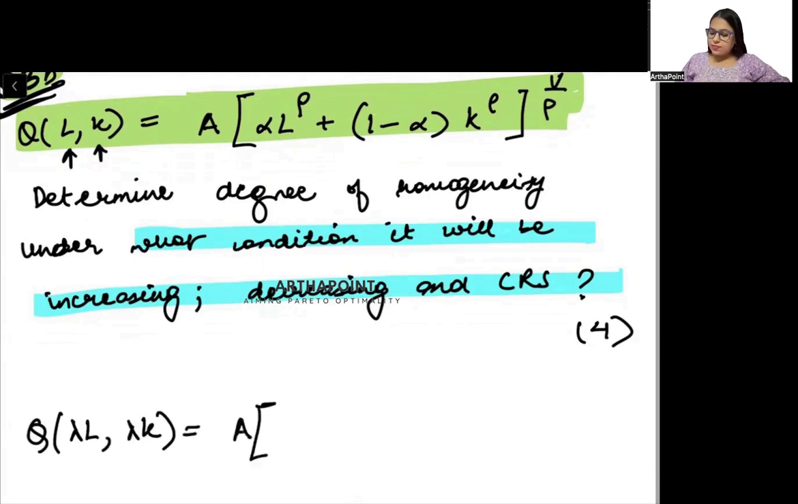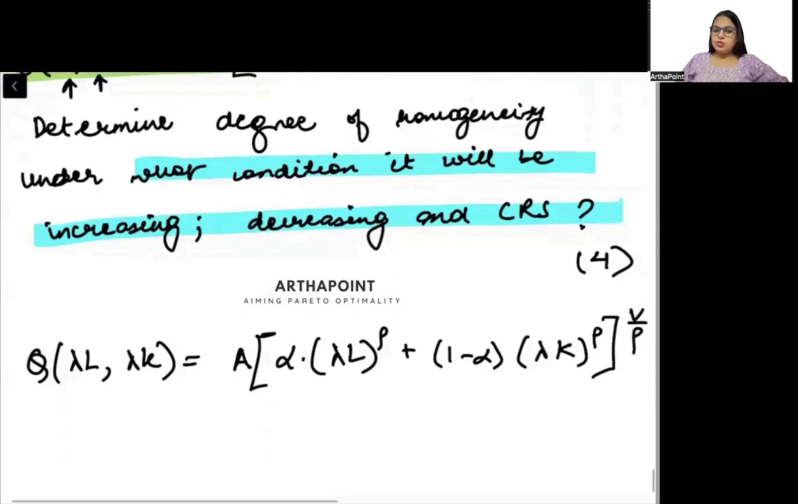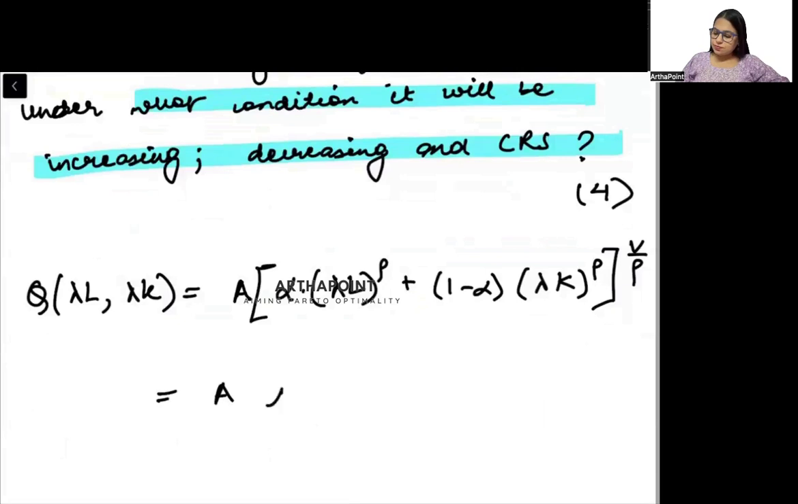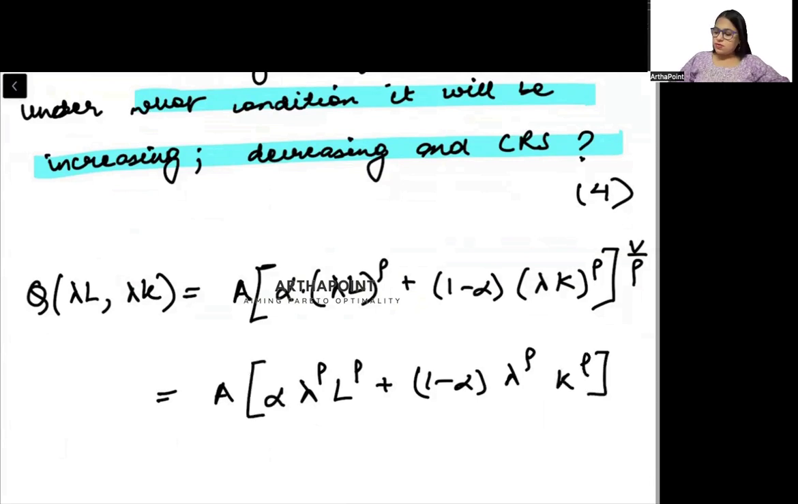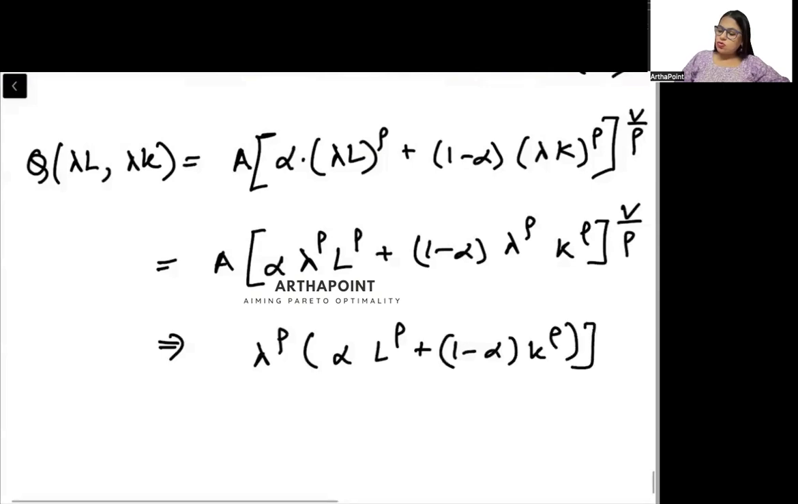So this will give you A [alpha (lambda L)^rho + (1 minus alpha)(lambda K)^rho] to the power V by rho. This will give you A [alpha lambda^rho L^rho + (1 minus alpha) lambda^rho K^rho] to the power V by rho. Now what you can do, you can take lambda to the power rho common, [alpha L^rho + (1 minus alpha) K^rho] to the power V by rho, into A.